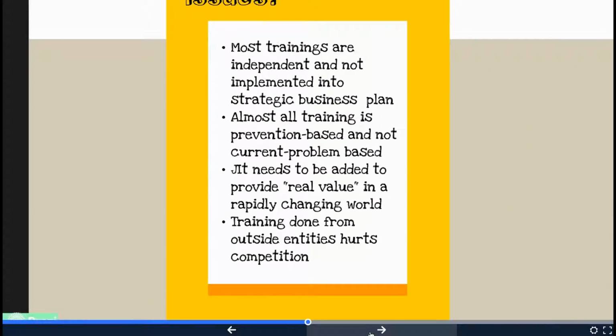Some issues in trainings where just-in-time can really make a difference are that most trainings are independent and not implemented into strategic business plans. Almost all training is prevention-based and not current problem-based, which is a big problem in today's world. Just-in-time needs to be added to provide real value in a rapidly changing world. And training is done by outside entities, which actually hurts competition, because if you're using the same training methodology as your competition, then you're going to have the same goals and you need to have an edge. So having someone in-house is much more profitable.